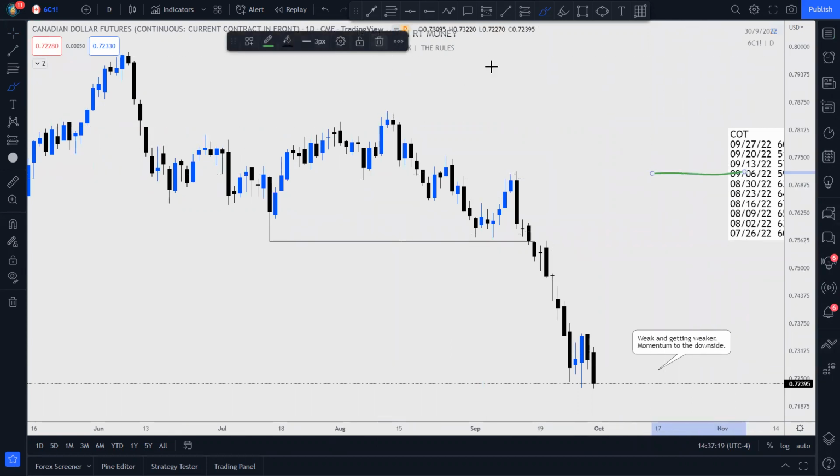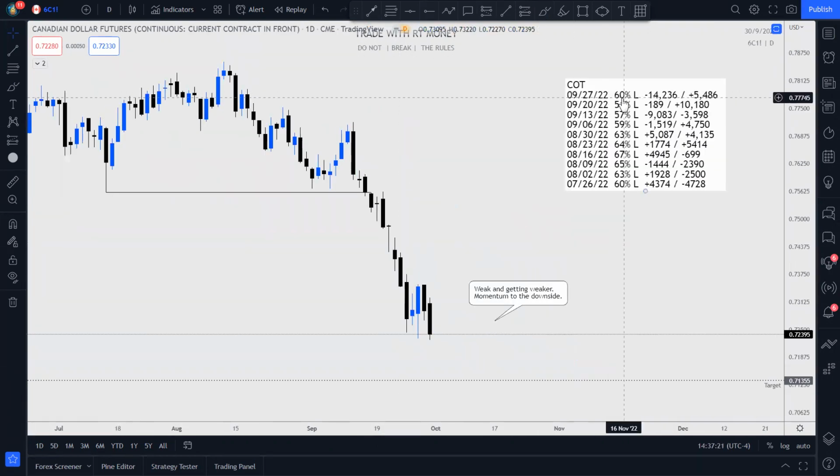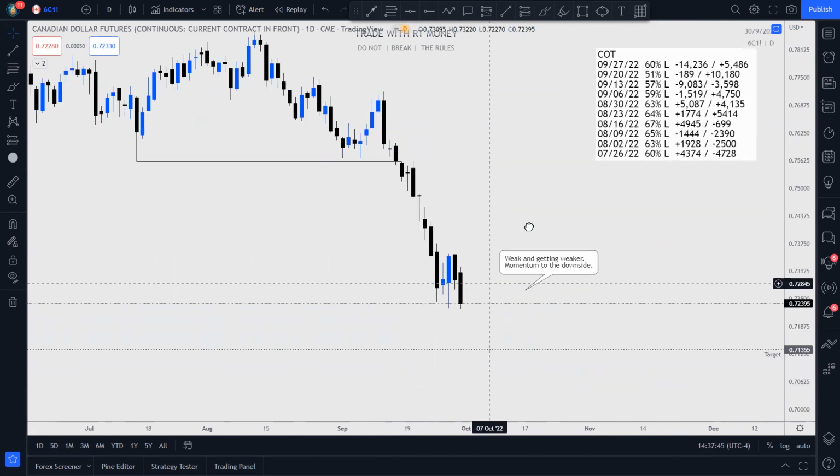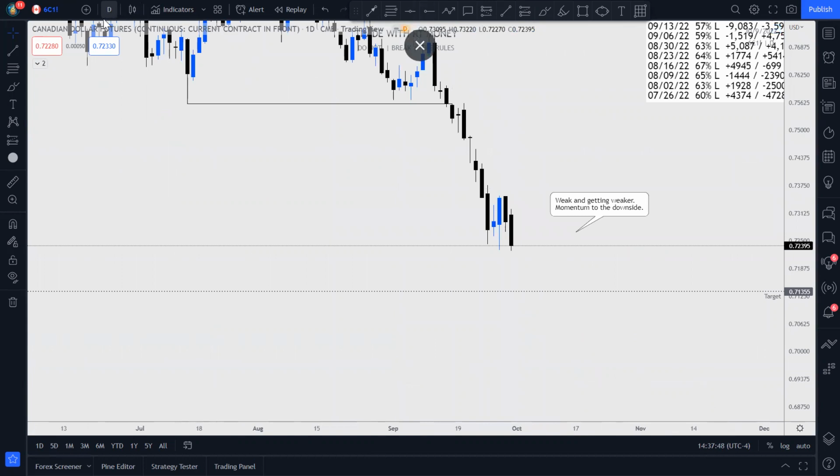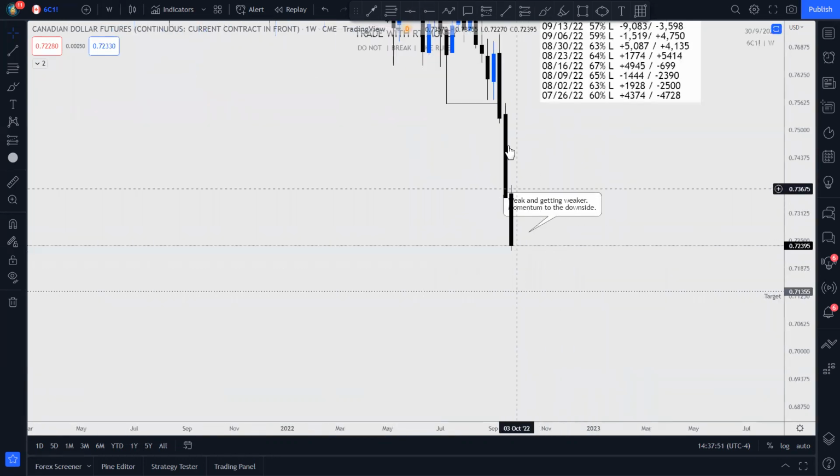All right, if we can get to the COT report, the COT report has it at 60% of the banking institutions long. All right, they've taken profit, 14,236. They've closed long positions. They've added short positions, 5,486. They've taken profit on longs, and they are adding shorts, and we are going the way of shorts, and there is momentum to the downside. If you look at how the week closed, 1, 2, 3, very bearish, lots of momentum to the downside.